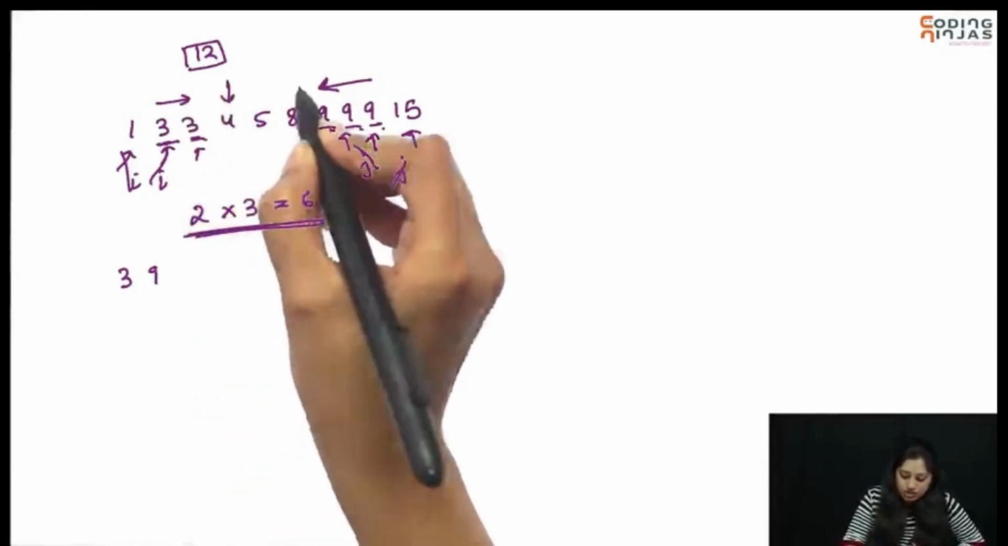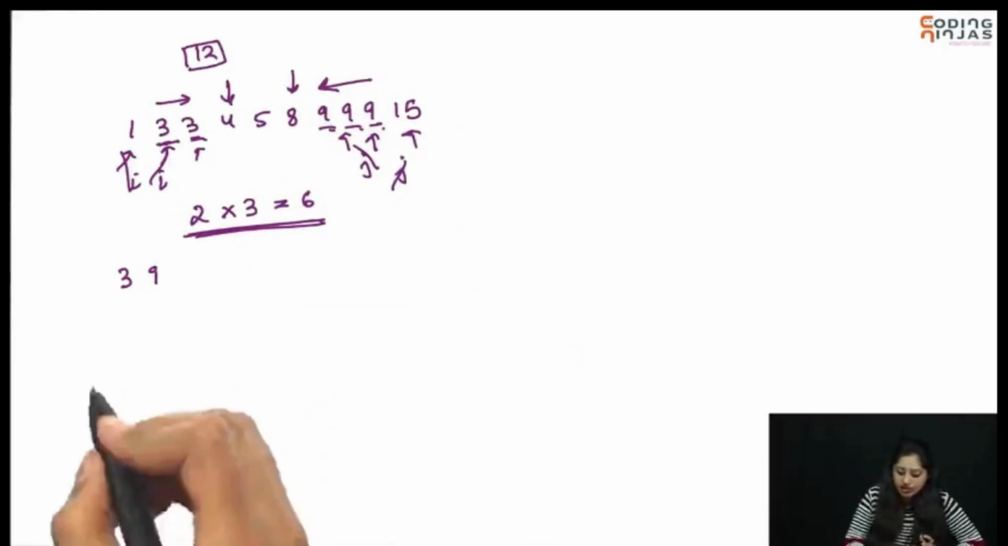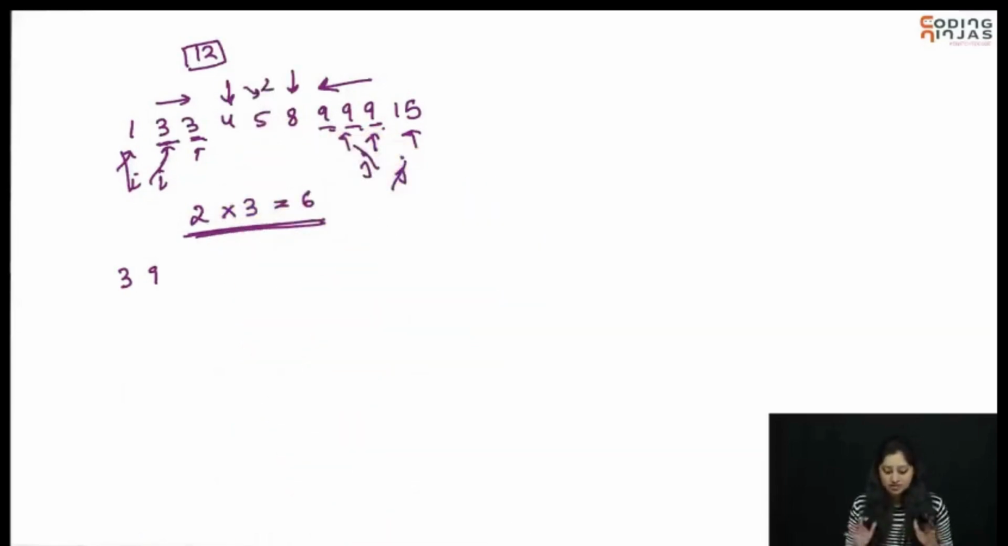So then take a step further, add the elements at i and j, they also sum up to 12, print another pair, move further. So this is what you are supposed to do, right? So this is what your target is.